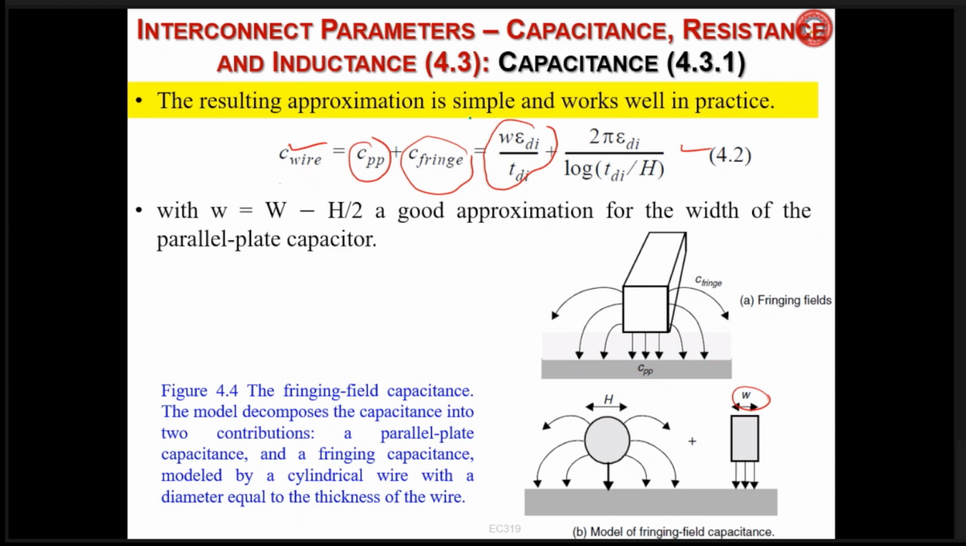And the resulting approximation is simple and works well in practice. The interconnect capacitance, C int, equals C pp plus C fringe, which is given as W epsilon di by t di, plus 2 pi epsilon di by log of t di by H, where W is the width of the interconnect minus H by 2, where H is the height of the interconnect. A good approximation for the width of the parallel plate capacitor.